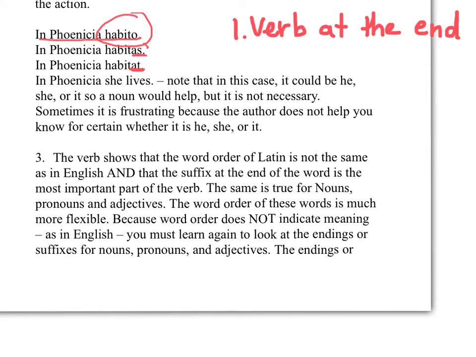Note that in that final example, there is some ambiguity. The last one says, in Phoenicia habitat. It could be she lives, or he lives, or it lives. So in that case, it would be helpful to have a noun. But what you have to realize about Latin is that the personal endings or suffixes at the end of a verbal theme generally explain who the person is. So the personal pronoun is not necessary in Latin.